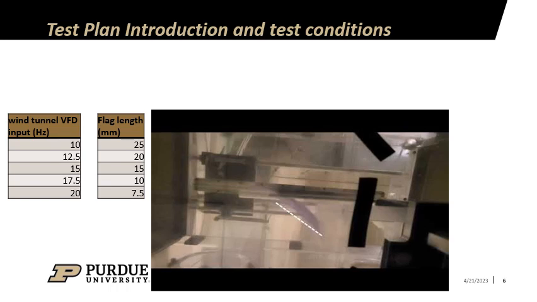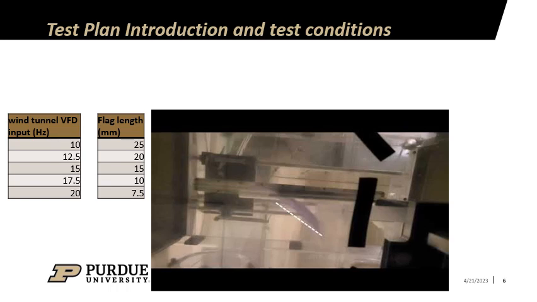To conduct the experiment, we first started with a flag of length 25 millimeters and measured the drag force using the dynamometer and LabVIEW program. This was done at 5 different wind speeds, which can be seen by the variable frequency drive inputs on the left table. At each speed, slow motion video is captured in order to identify the period of oscillation.